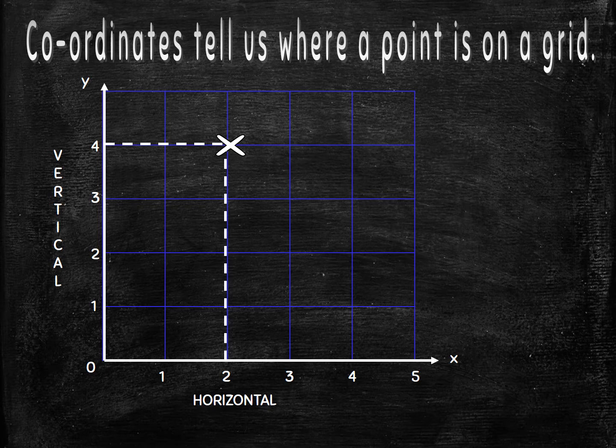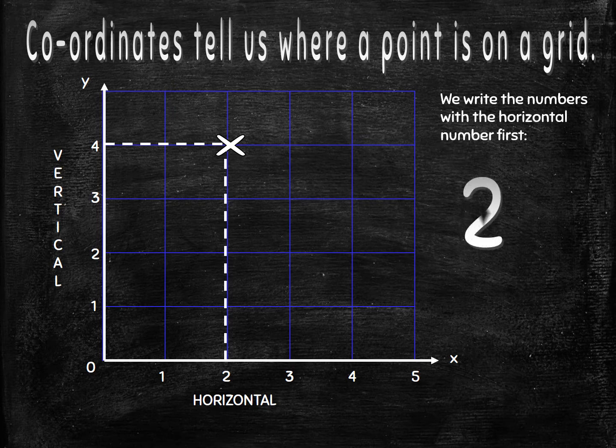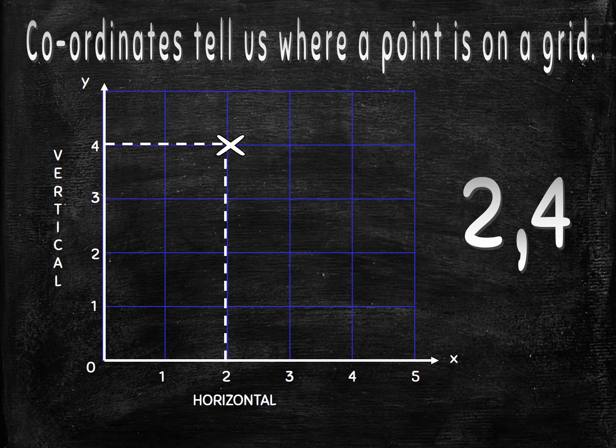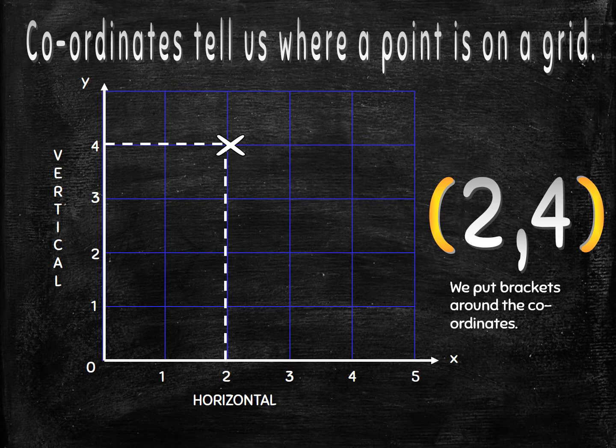So we write the numbers with the horizontal number first, i.e. the x number first. So the first number that we're going to write is 2. And then we write the vertical number second, which is the 4. In between, we separate with a comma, so it doesn't look like 24. And then, to show that it's a coordinate, we put brackets around it. So that coordinate is the point (2, 4). So x is 2 and y is 4.